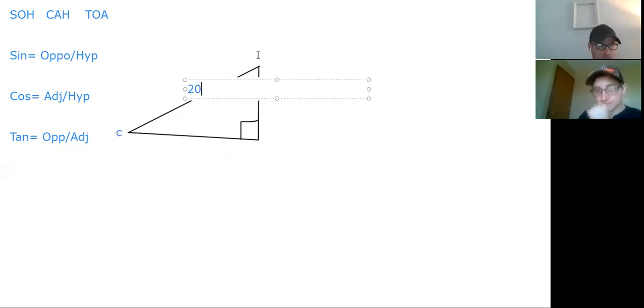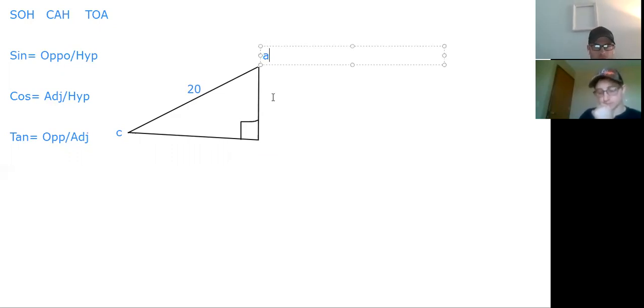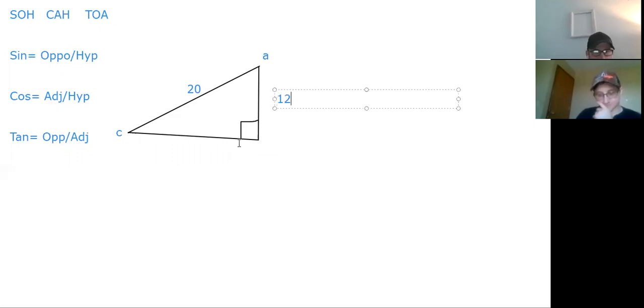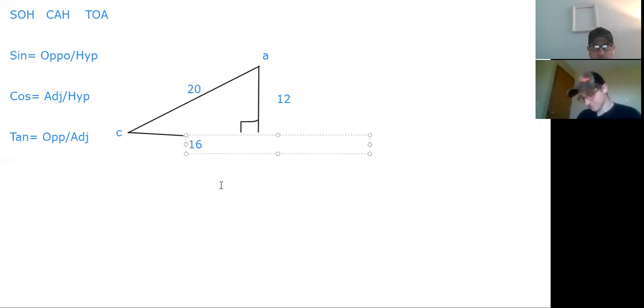We have a triangle that is something like this. We're going to pretend like that's a 90-degree angle, even though it's not drawn like that. Then we have C, 20, A, 12, and B, 16. Okay, right?